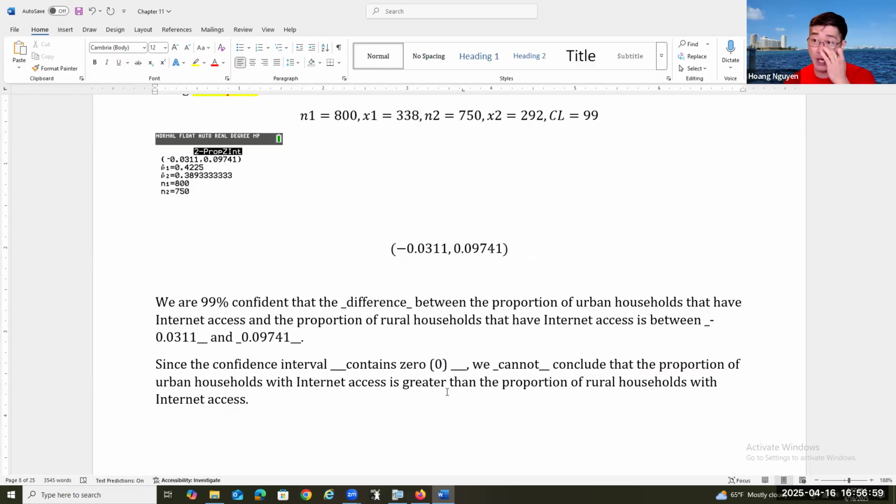So you fail to reject the null hypothesis because this confidence interval contains a 0. Once again, based on the answer for the confidence interval, you can reach the conclusion for the hypothesis that we have earlier. If the confidence interval contains a 0, you fail to reject the null hypothesis. If the confidence interval does not contain a 0, then you reject the null hypothesis.